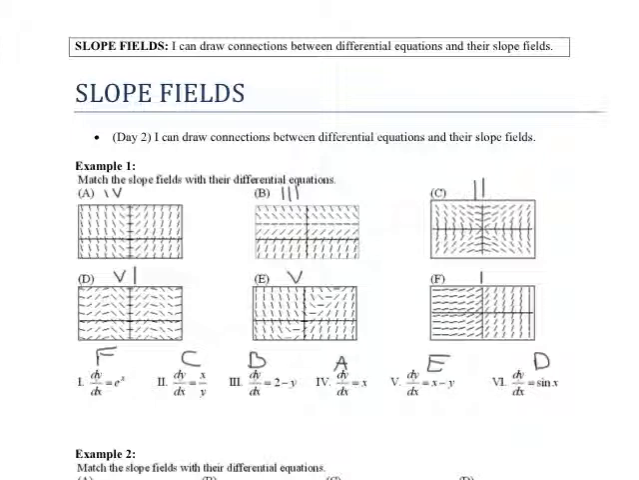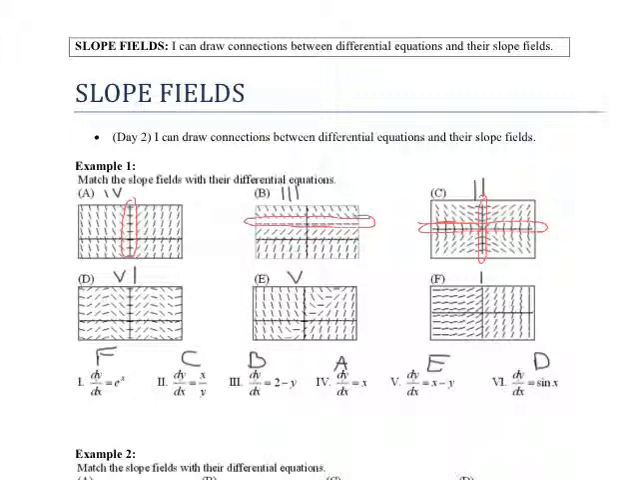Alright, so I matched graph A with function 4, and the reason I did that is I noticed that there were 0 slopes anytime x was 0, and that would be the case with differential equation 4. Graph B I matched with equation 3, and that's because I saw the 0 slopes when y was 2. Graph C I matched with differential equation 2, and that's because I saw what appeared to be 0 slopes when x was 0 and undefined slopes when y was 0.